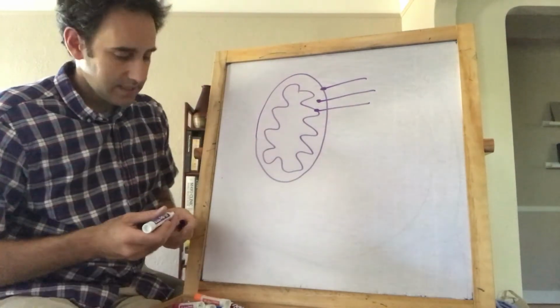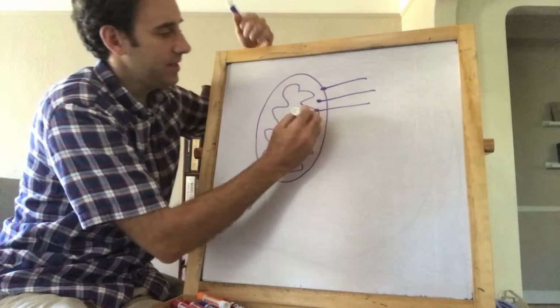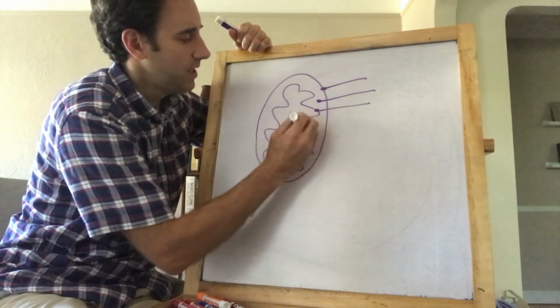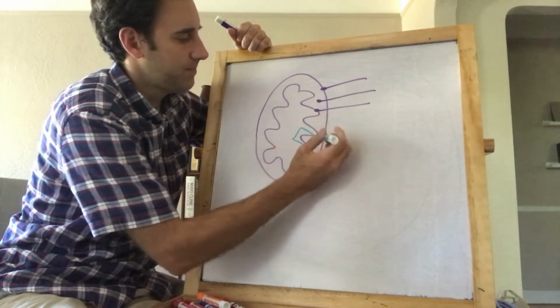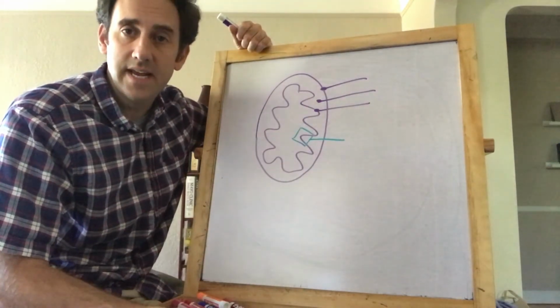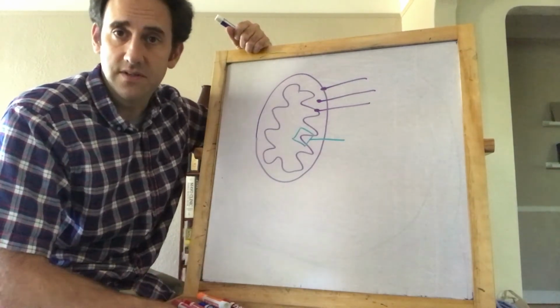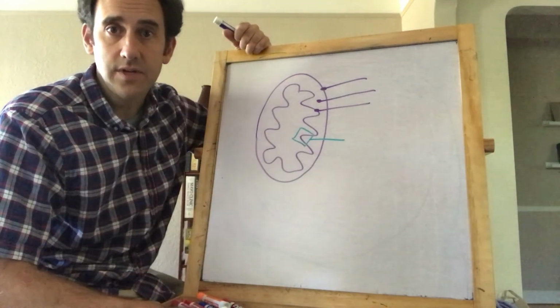Now you'll notice that that inner membrane is highly folded, right? There's all these little folds. So each of these folds, these are called the cristae. And the cristae's job is to increase the surface area for reactions that we're going to talk about in a later unit.